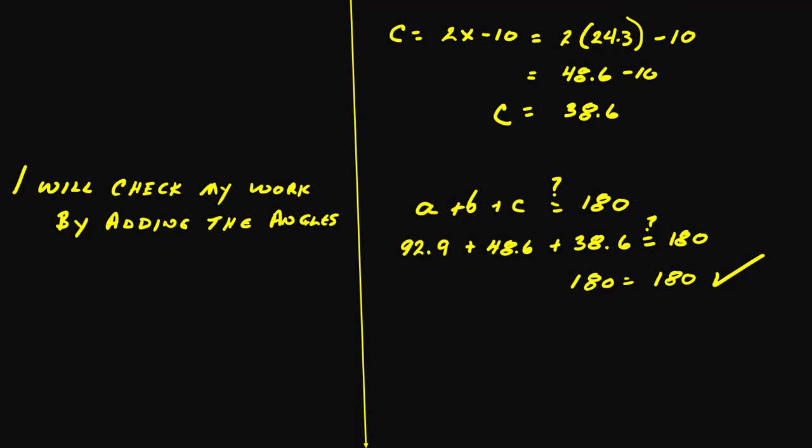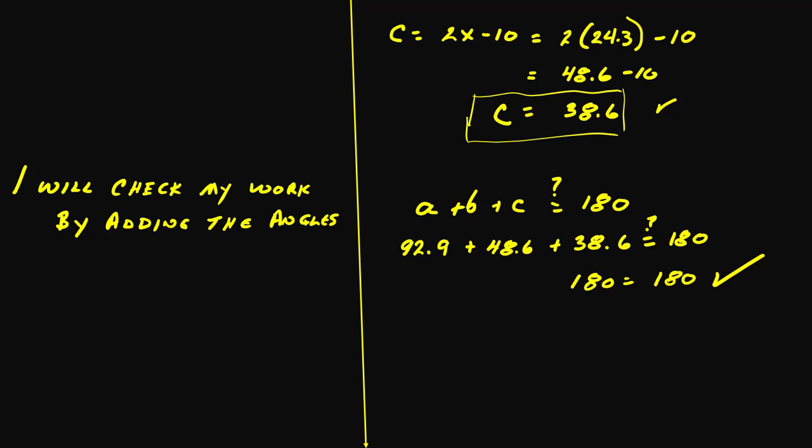Best if you do everything step by step. Do the multiplication first. You get 48.6. Bring down the subtract 10. Do the arithmetic. And you'll get C equals 38.6.